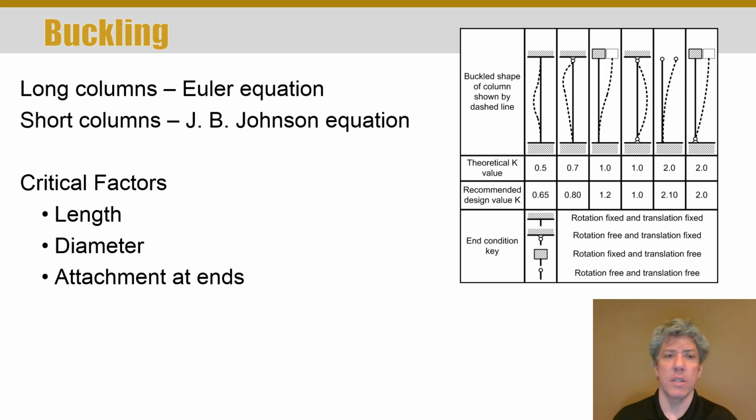You're just analyzing the shaft as if it's a column. And so you just need to refer back to your Euler and Johnson equations in order to determine is it a short column, is it a long column, and go from there to determine whether or not the shaft will fail due to a compressive load. The critical factors all obviously are the length, the diameter, and as I said, the fixity at either end.